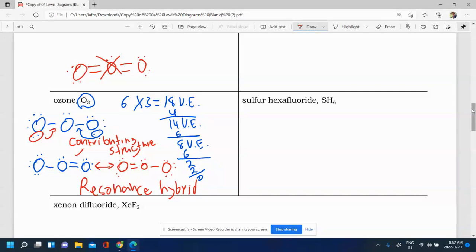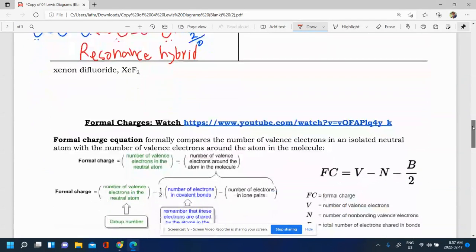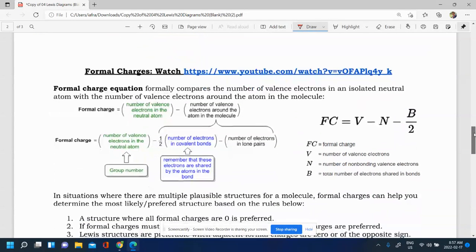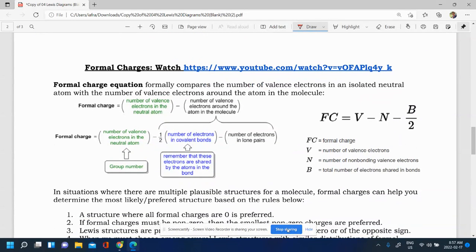In the next video, we're going to take a look at our final concept called formal charges, because there are some cases where two structures look like they're possible and they follow all the rules, but one might be preferred over the other. And to determine which one's preferred, we can use a concept called formal charges.